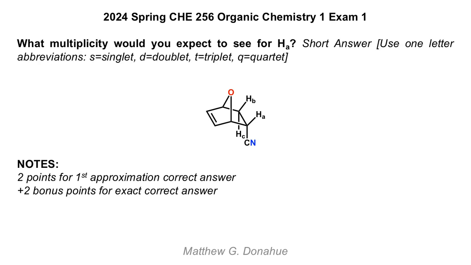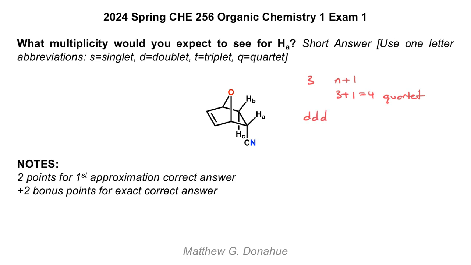So what multiplicity would you expect to see for HA? So there's 3 neighbors. So 3 if you're using the n plus 1 rule. So 3 plus 1 is 4. That would be a quartet. To a first approximation, however, a better response for that is instead of a quartet, a doublet of doublets.